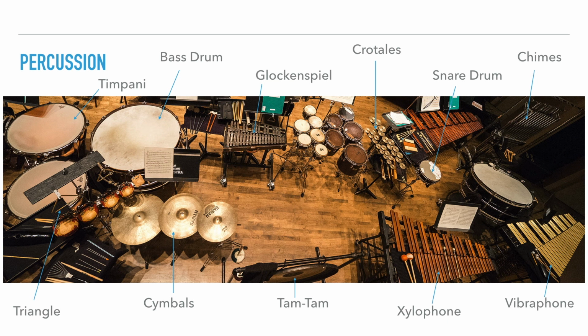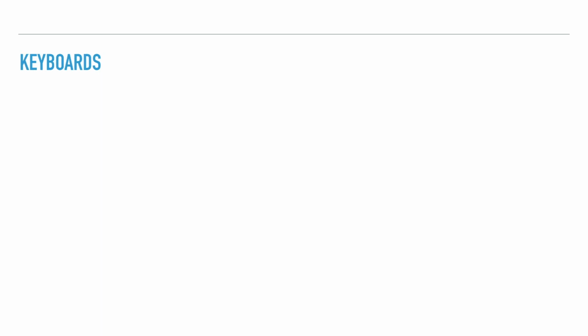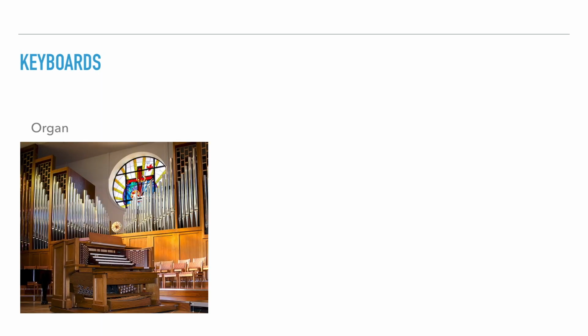Okay, so that's percussion. Moving on to keyboards. We've got a few different keyboards here. The organ is one of the earliest of all keyboard instruments, and this is an aerophone using air to blow through pipes. As you push down a key, it will move air into different pipes for different pitches.